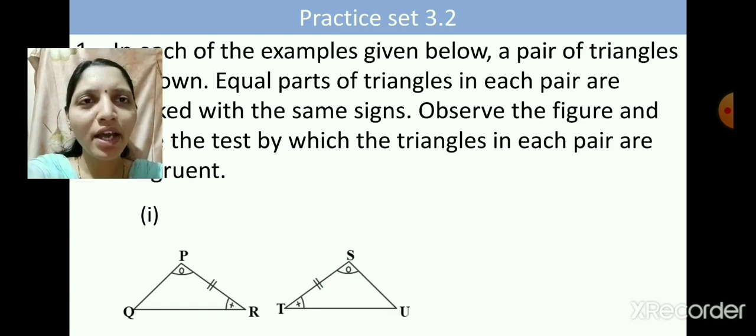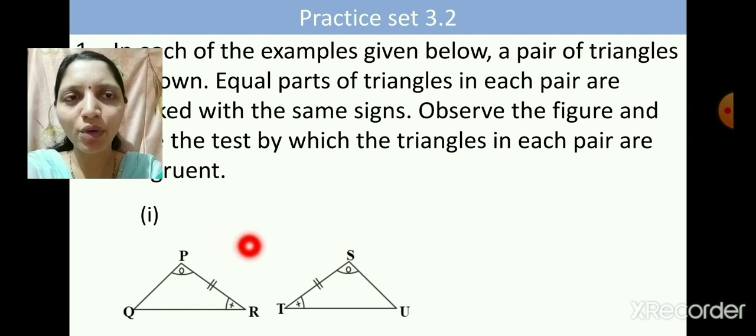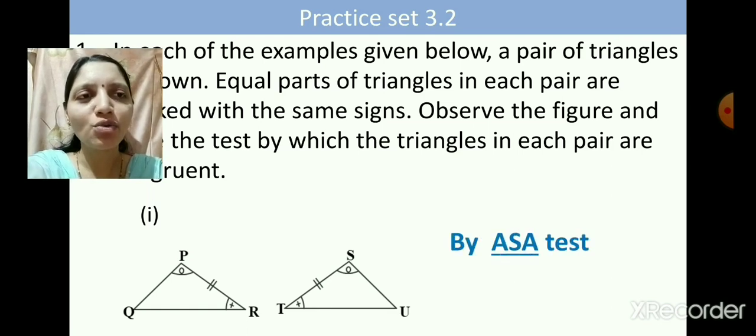Then what they have asked you is to find out the test by which these two triangles are congruent. So which test can we write here? Now let's see what elements are congruent here. Two angles and the included side. That means these two triangles are congruent by the angle side angle test.